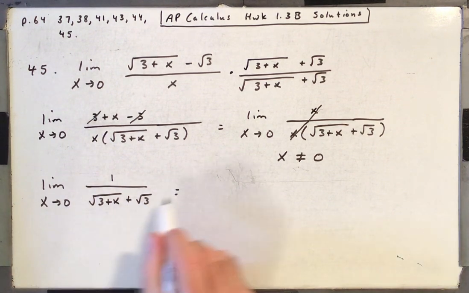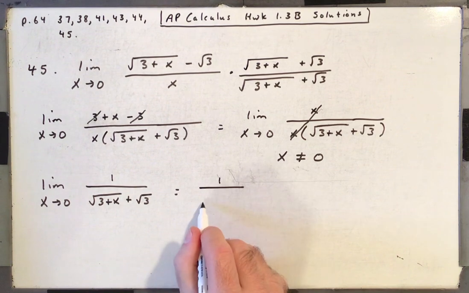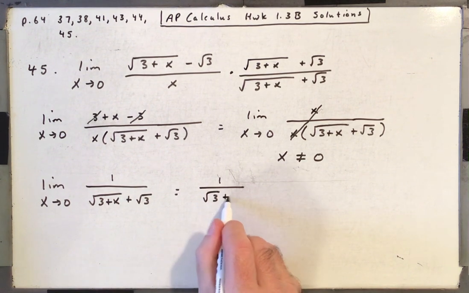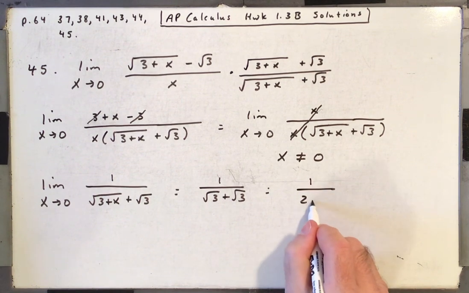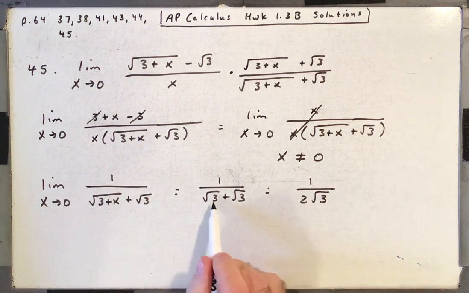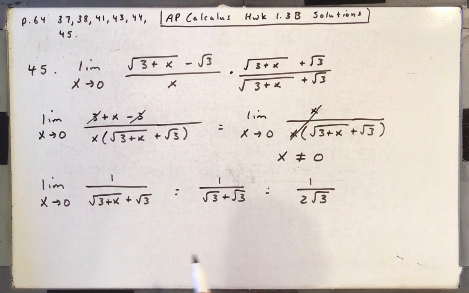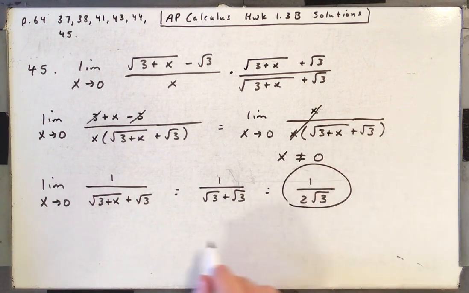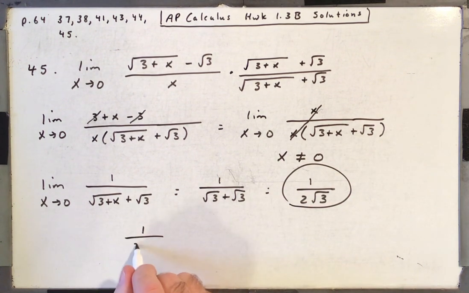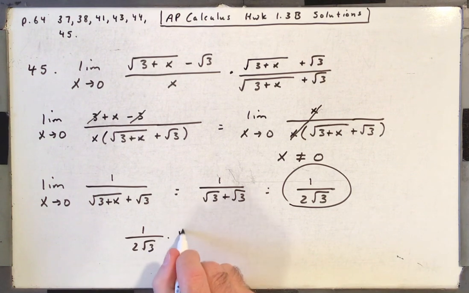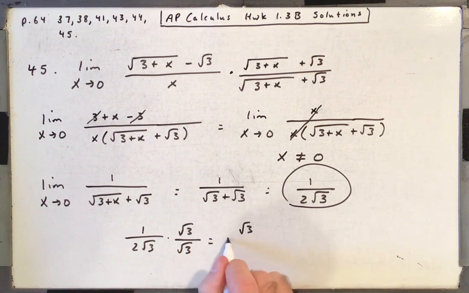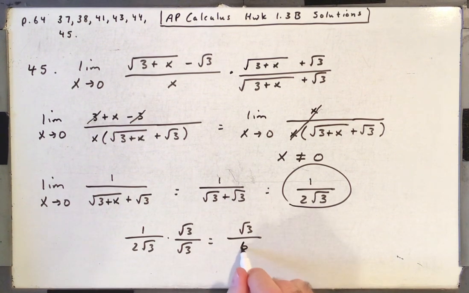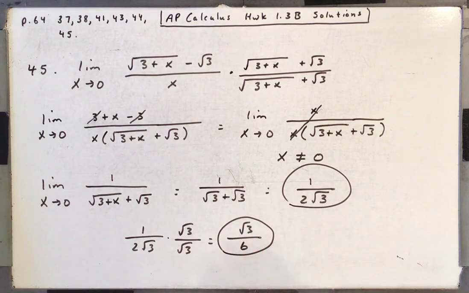Can plug in a 0 here, and you have 1 over root 3 plus root 3. That's 1 over 2 times root 3, because there's 2 of them. And that is totally fine with me. If you were to rationalize, you multiply by root 3 over root 3, and you get root 3 over 6. So either one is fine.